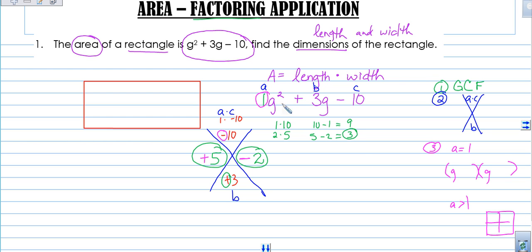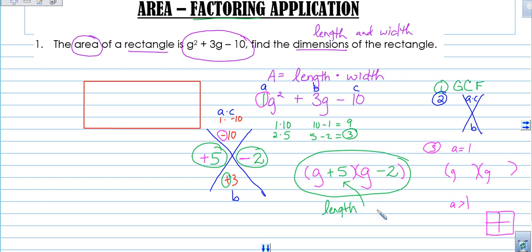So if we look here, a is 1, so then we're just going to go straight into our factors, okay? We'll put our g first, and then we'll write our numbers that were circled over here that we just found, plus 5 and minus 2. And that becomes our answer because our length times our width. This is my length, and this is my width.